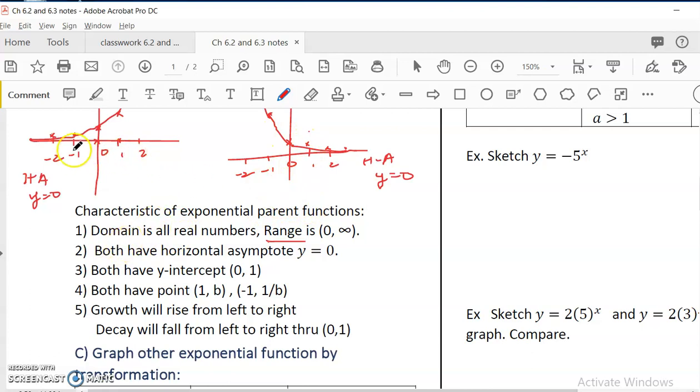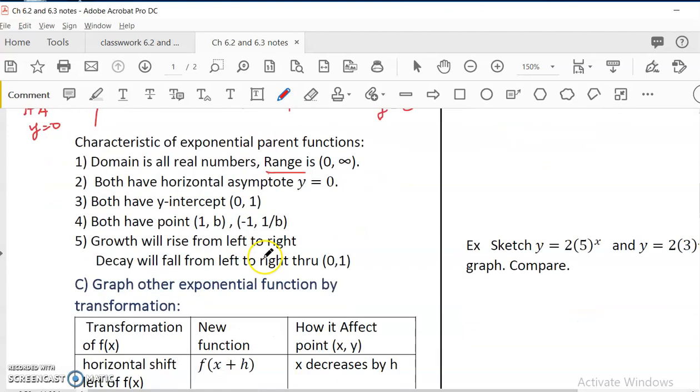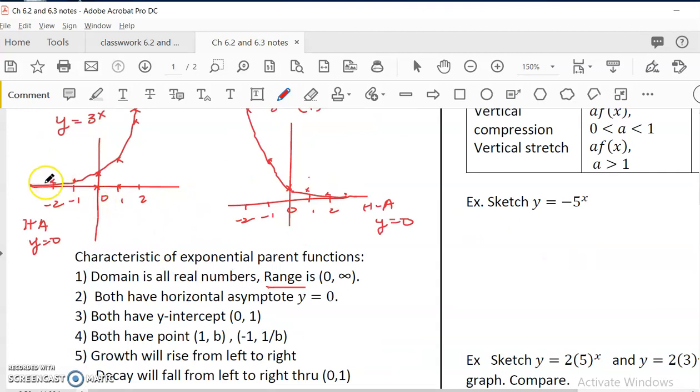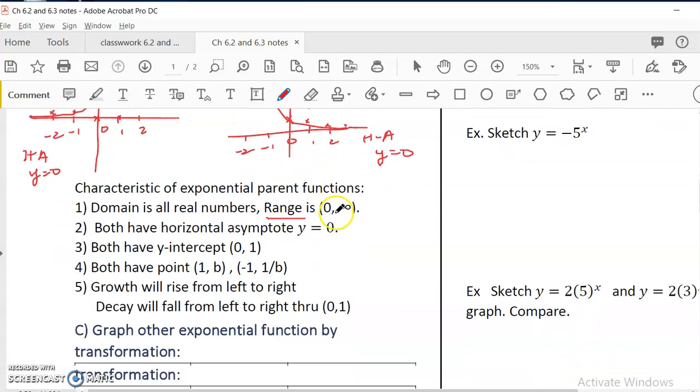Both of them, whether growth or decay, have the horizontal asymptote y equal to 0. They both have the y-intercept 0, 1. And unlike a line that has multiple different y-intercepts, this always has 0, 1. And both have the point 1, b. So if you want to know what the base of your parent function is, you look at point 1, b, and you would know. And the two versions: if it is a growth function, you grow from left to right. If it's a decay function, it falls from left to right.